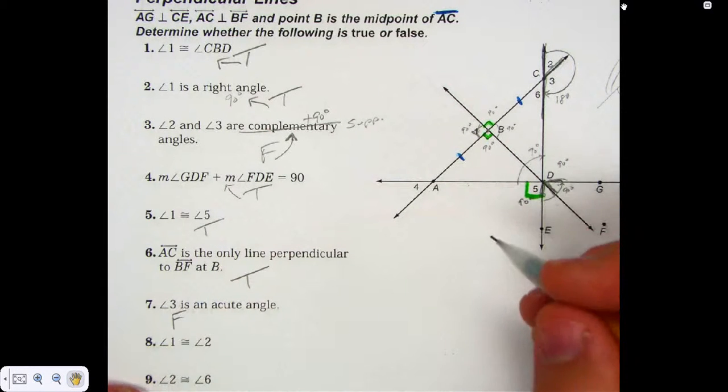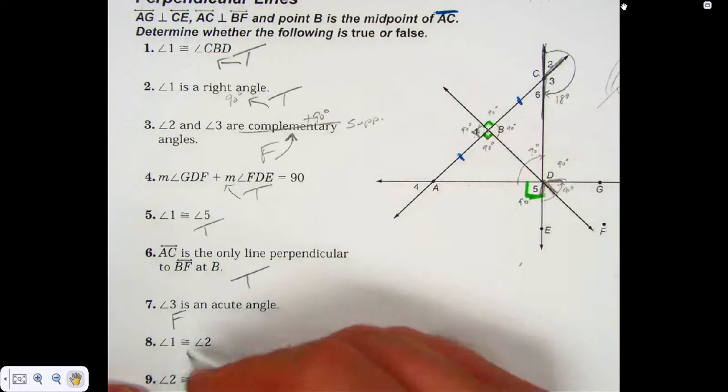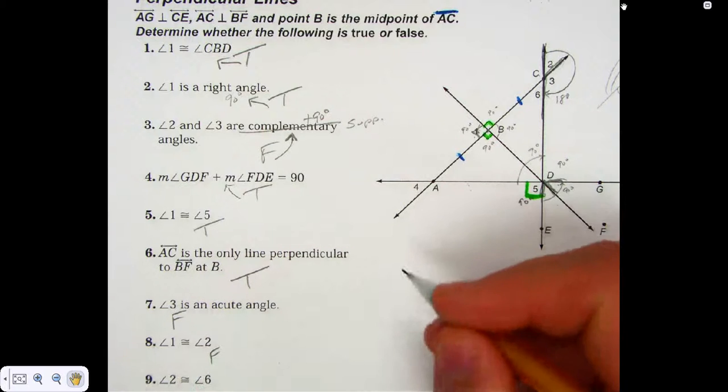Angle 1 is congruent to angle 2. Here's angle 1, there's angle 2. Are they congruent? No, there's nothing that says that they are, so we have to say false here.